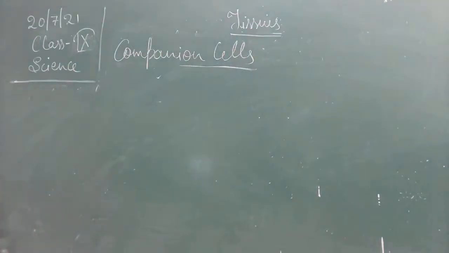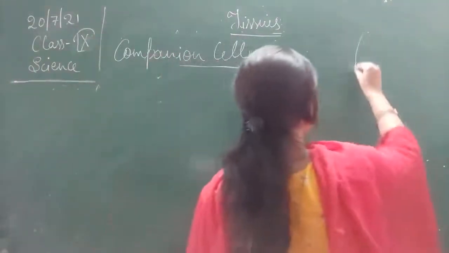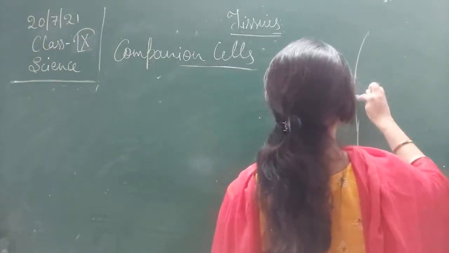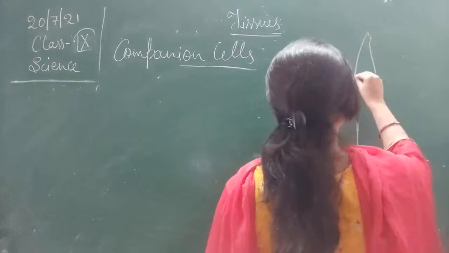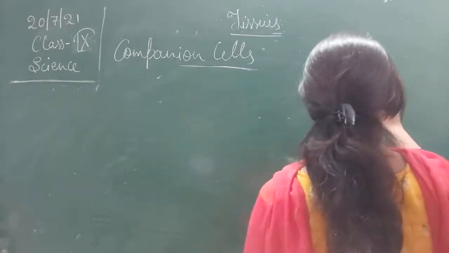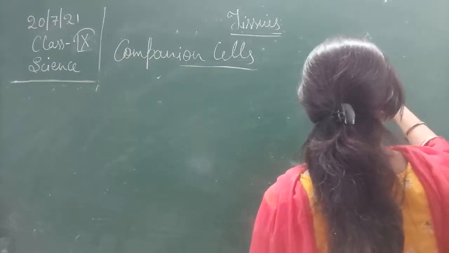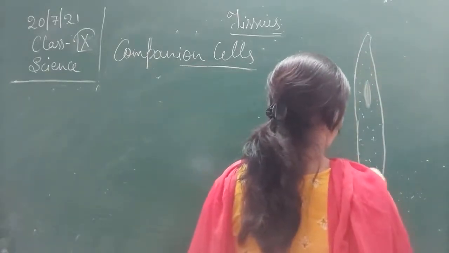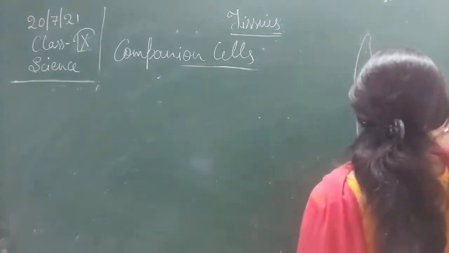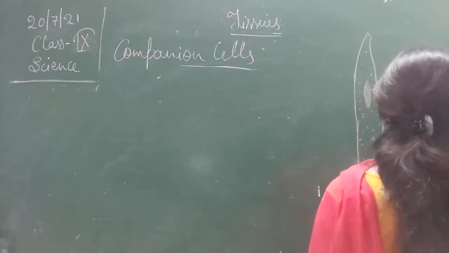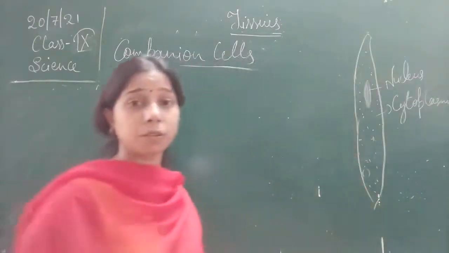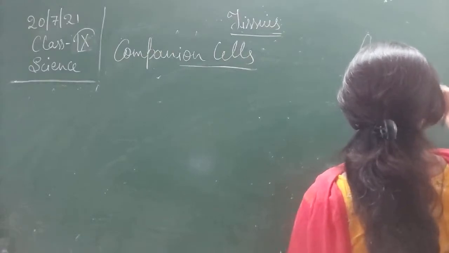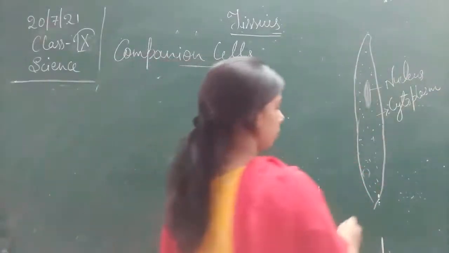Looking at the structure, you will find that this is the nucleus, cytoplasm, and this whole is the companion cell.